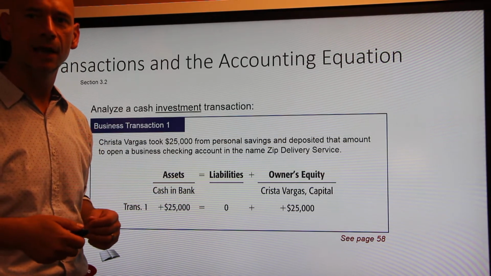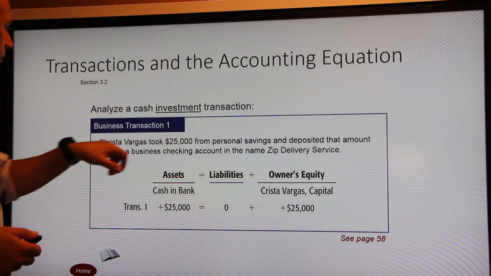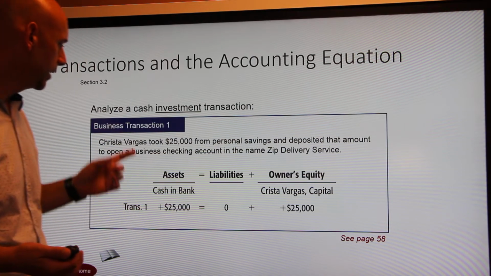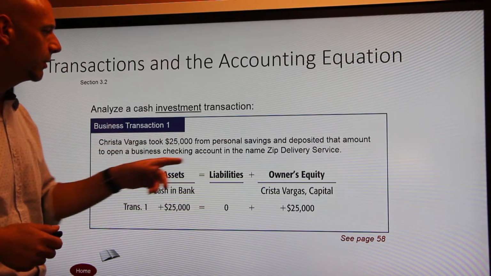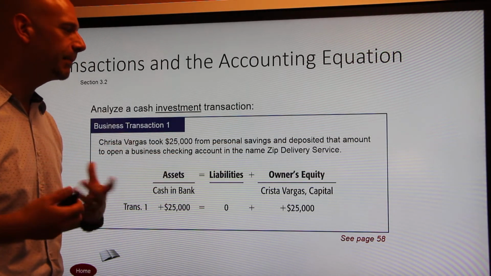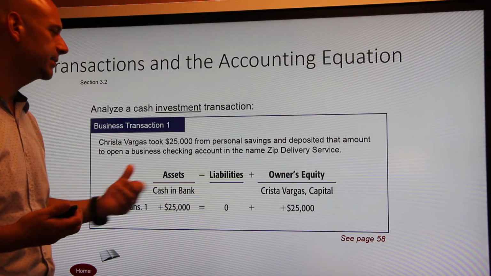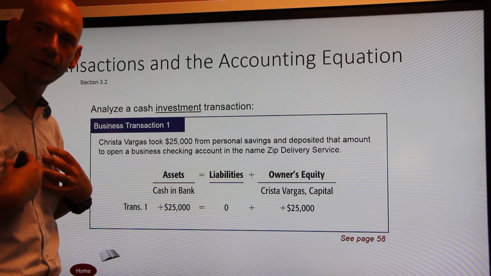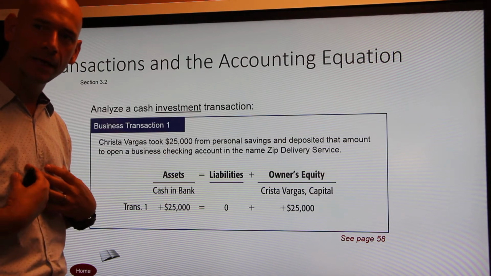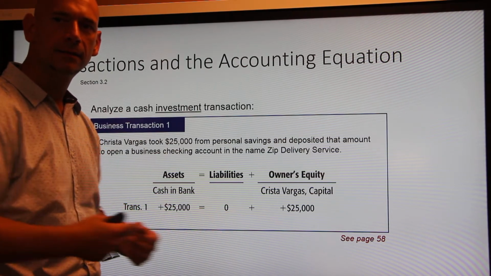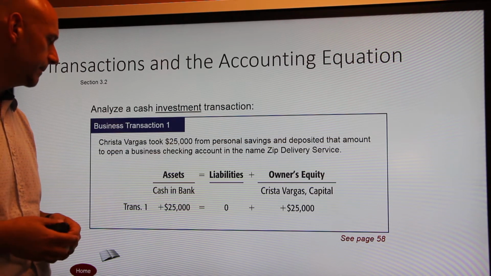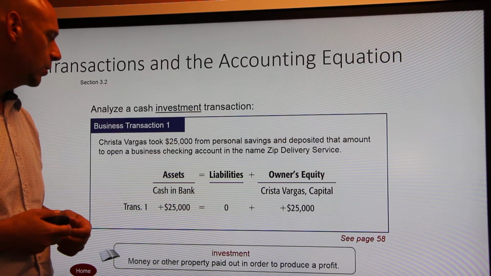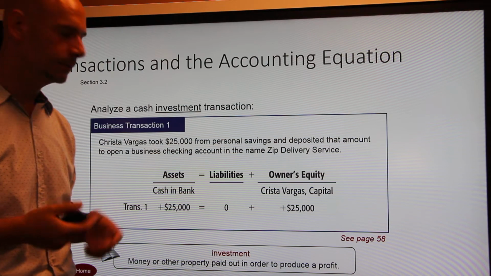The first transaction that we're going to analyze is that Krista Vargas, the owner of the company, took $25,000 from her personal savings account and deposited that amount to open a business checking account in the name of Zip Delivery Service. So that's her company. She's taking $25,000 of her own money and now she's giving it to the company. So the first thing you have to do is figure out which two accounts are going to be affected. All right?